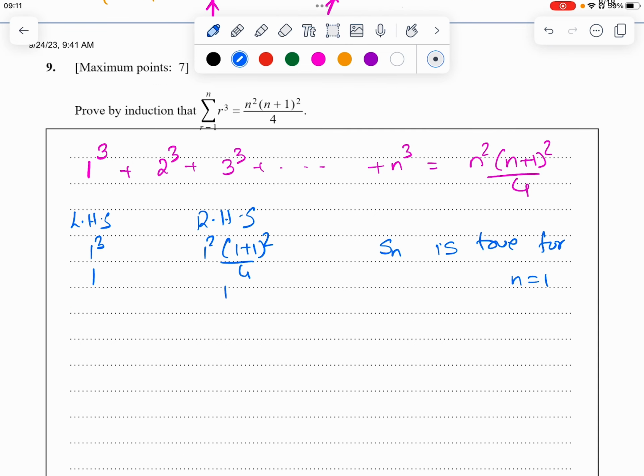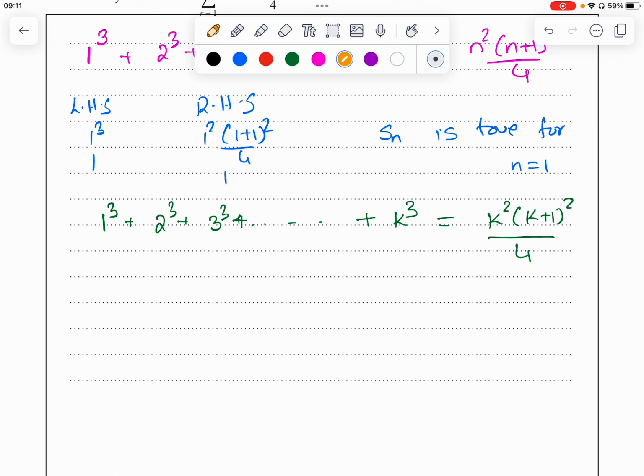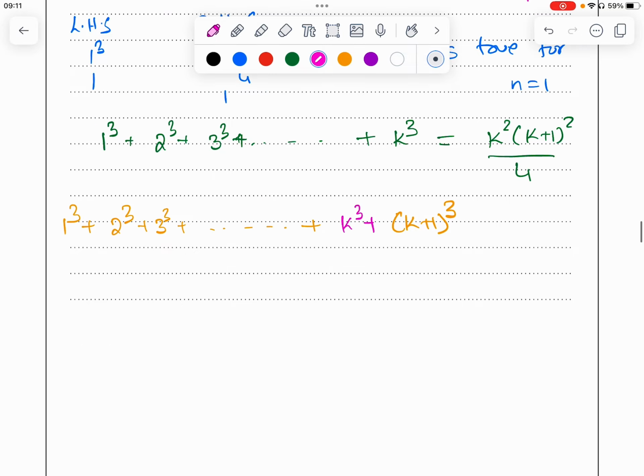Now let us do the assumption step. 1 cube plus 2 cube plus 3 cube and so on plus k cube equals k square times k plus 1 whole square upon 4. Now I have to prove for k plus 1 whole cube: 1 cube plus 2 cube plus 3 cube and so on plus k plus 1 whole cube. The term before would have been k cube, so this entire thing is the assumption. So it becomes k square times k plus 1 whole square upon 4 plus k plus 1 whole cube.